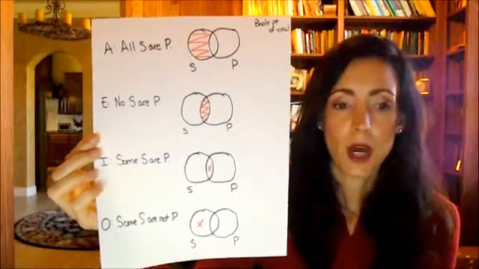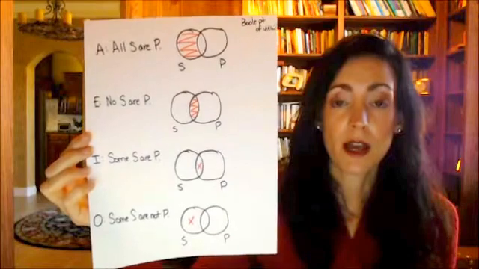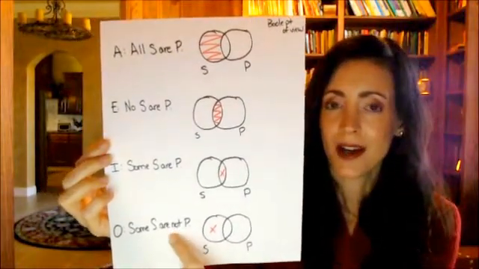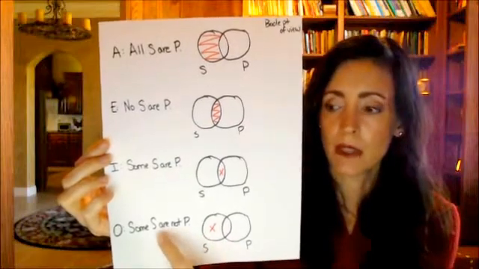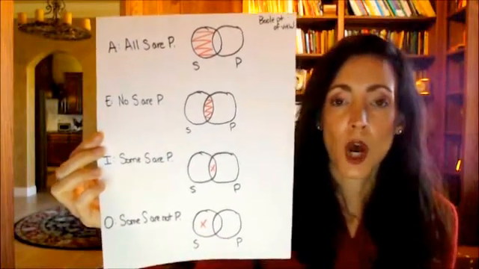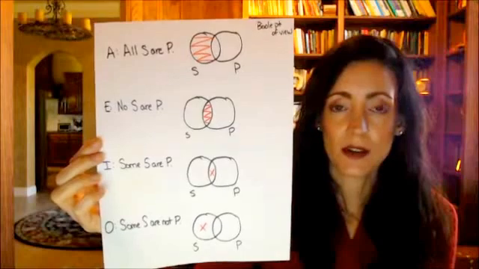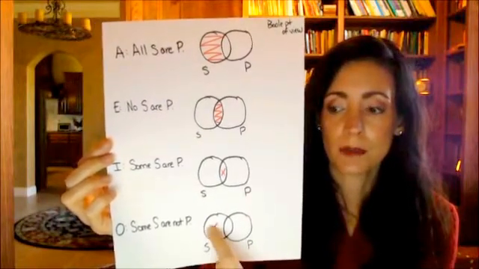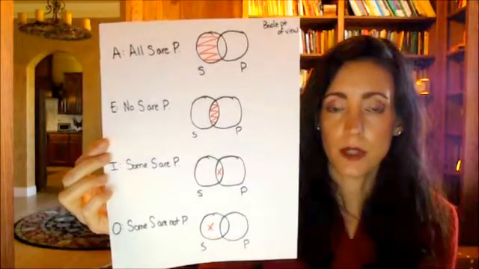Now we move down to O: some S are not P. The focus is on the S's that are not P. The only place where S's are not P's would be in this first circle, right where the subject is by itself. So the X would go here.